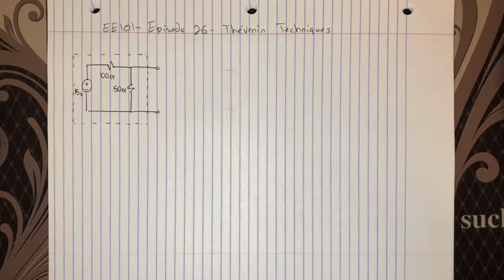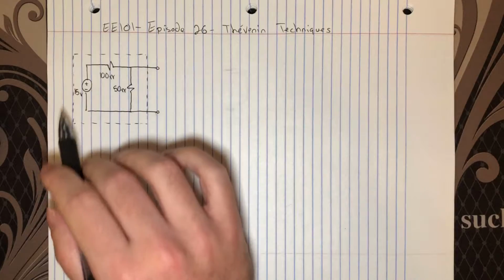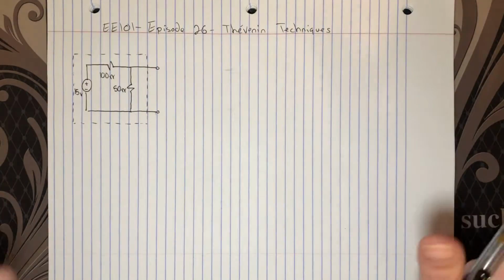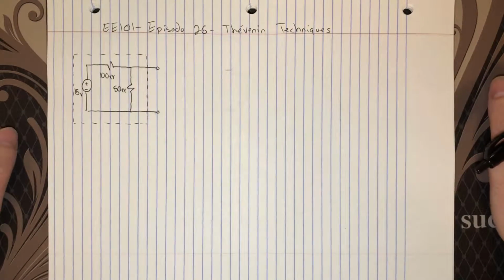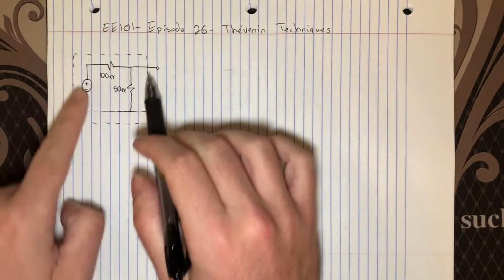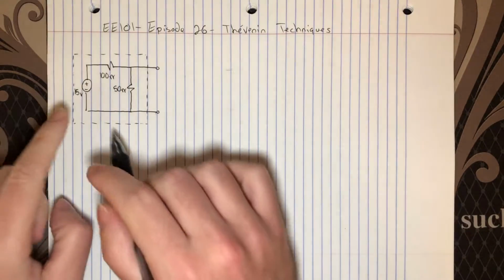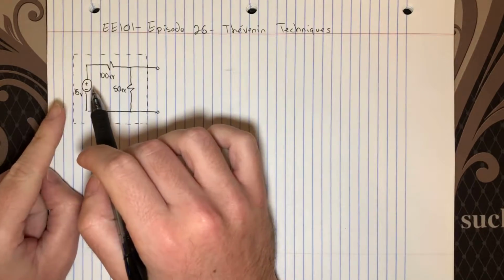I said in the last video that you have to be careful if there's dependent sources in your circuit. You need to make sure that they're self-contained and all controlling variables lie within your black box or your dashed line here. But for this first technique, I'm just going to talk about what happens when your entire circuit, everything within these dashed lines, is comprised of only independent sources.